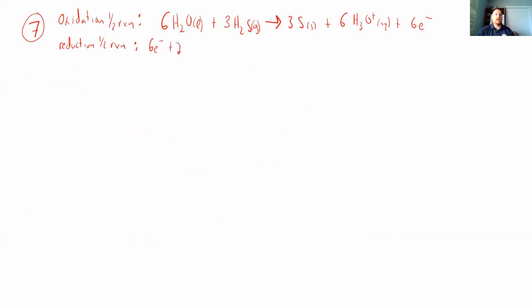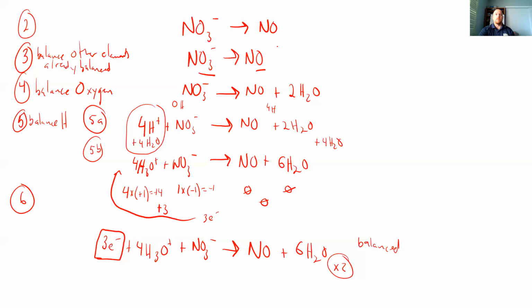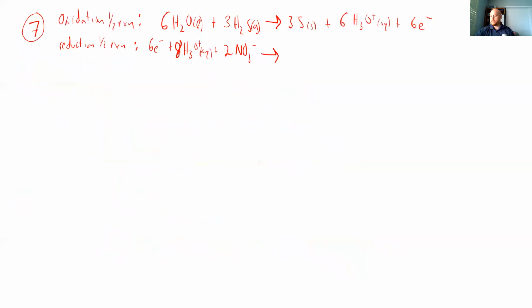Oop, that should be 8 H3O plus, 2 NO3 minus. And then if we're multiplying them all by 2, I should have 2 nitrogen monoxides and 12 waters. Okay, looks pretty good. Water should be a liquid in here.